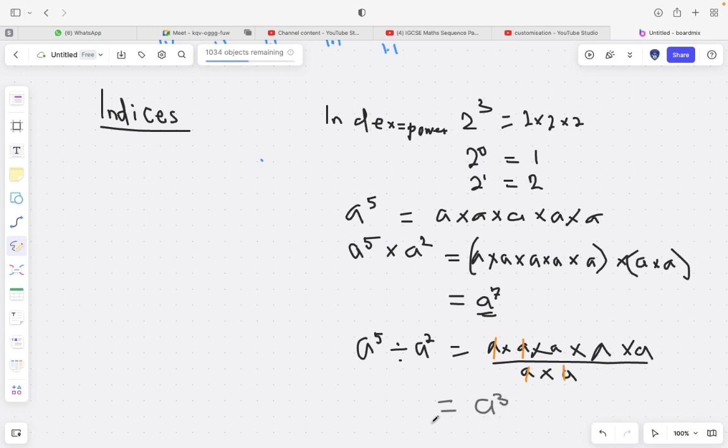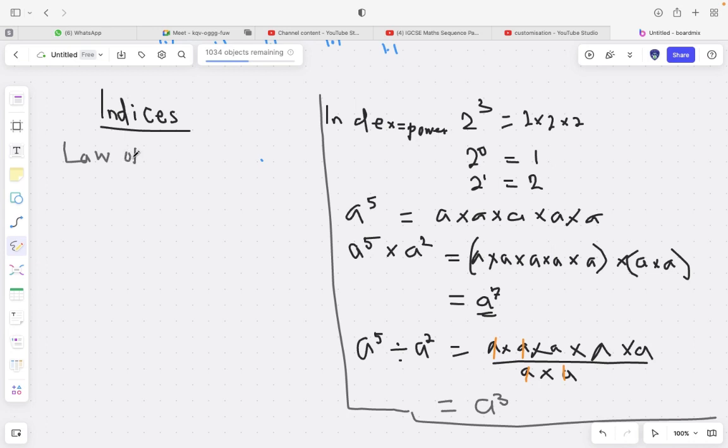But apart from doing the problem this way, we have rules or laws of indices that make this problem easier. Instead of multiplying like this, we have laws that we apply. We call them the laws of indices. So we are going to itemize them, and then we apply them.